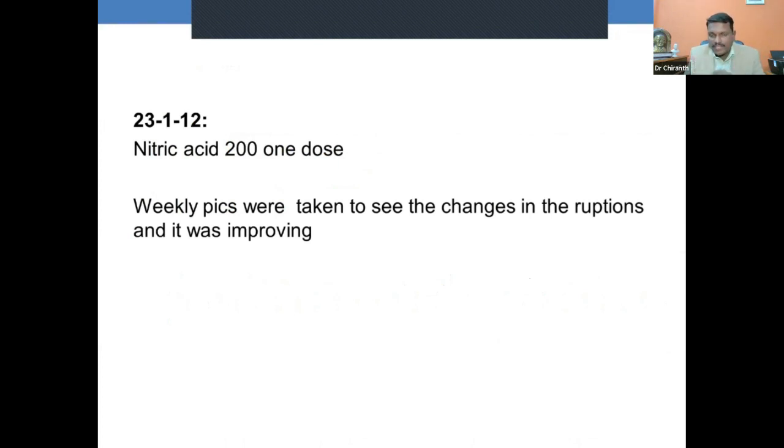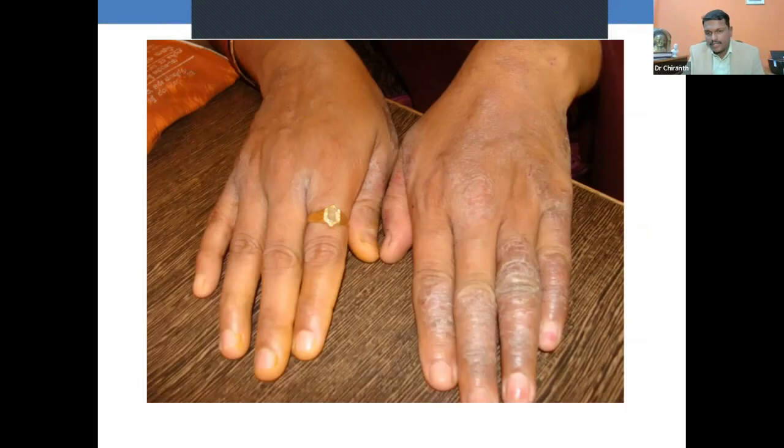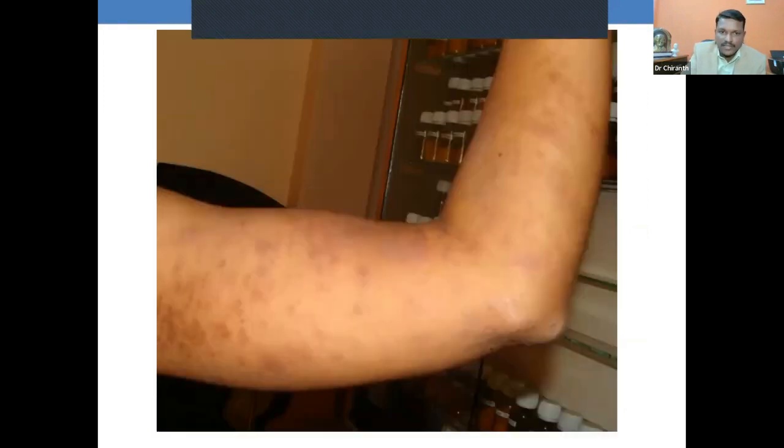And every week I asked her to come back, because this was my first psoriasis case when I started my practice in 2010. And I was very anxious about how this was going to improve. Every week I took pictures of her. You can see the difference in the second week in the hands. There was some scratching with bleeding in the fingers, and that has all dried up. All the eruptions are becoming thinner. Even on the arms, the eruptions have gone, and you can see just the pigmentation.